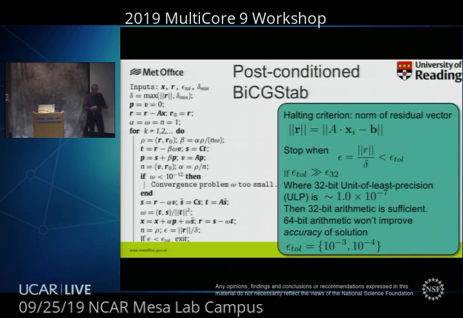Now, if small enough is much bigger than machine precision, in 32-bit, where the unit of least precision is about 10 to the minus 7, then 32-bit arithmetic is sufficient for that. 64-bit arithmetic won't improve the accuracy of that solution at all if our stopping criterion is much bigger than that. And as I've just tried to motivate, we don't need to solve very accurately. Typically we might solve to 10 to the minus 3 or 10 to the minus 4, which is way bigger than 10 to the minus 7. So we really don't gain very much by doing the solver in 64-bit. So we can do it in 32-bit.